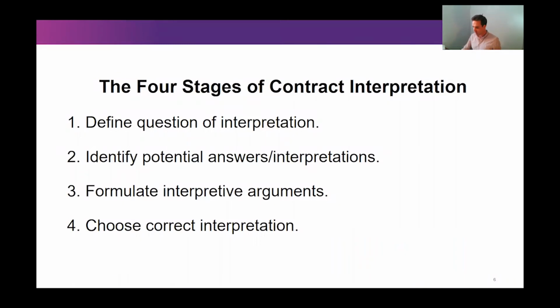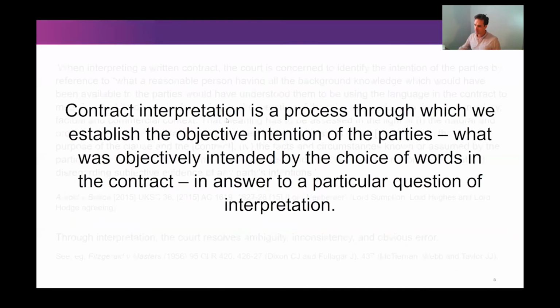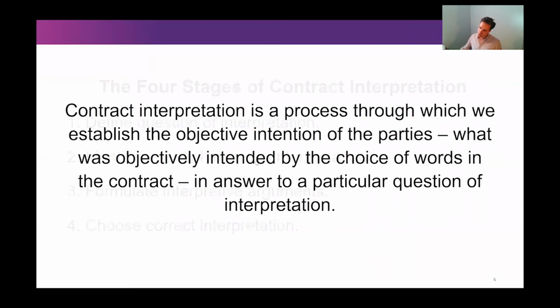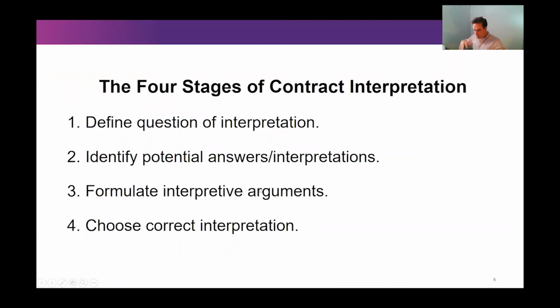And those arguments are built from the meaning of the words, the whole contract, the purpose of the clause or the contract as a whole, the background or commercial common sense, in particular the consequences of the competing interpretations. Right, that's the structure of it. And then once you ventilate all of those arguments, you look at them all and you figure out what the parties probably intended in answer to the question of interpretation in light of all of these arguments, in light of all these interpretive factors.